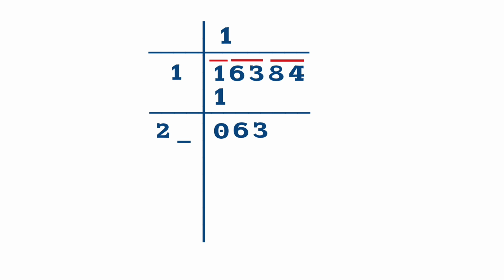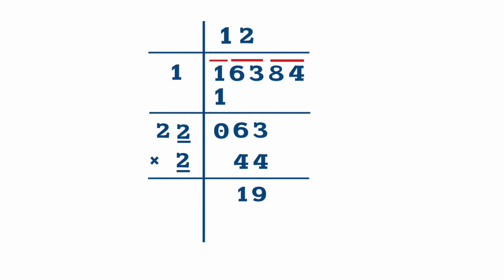Fill the blank space so that when multiplied with the same number, it is less than or equal to 63. If we take 3, 23 into 3 becomes 69, which is incorrect. Let's try 2. 22 into 2, 44. This seems okay. Place this 2 next to 1 as the new quotient. Again take the difference of 63 and 44, 19, and bring down the next pair, 84.